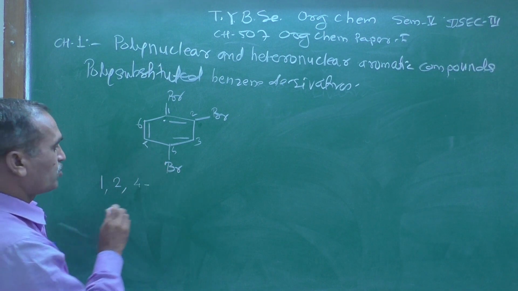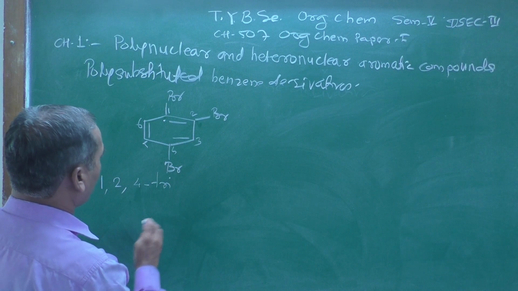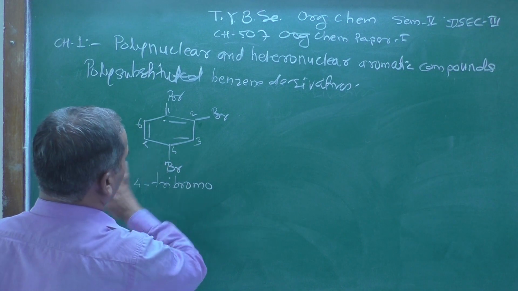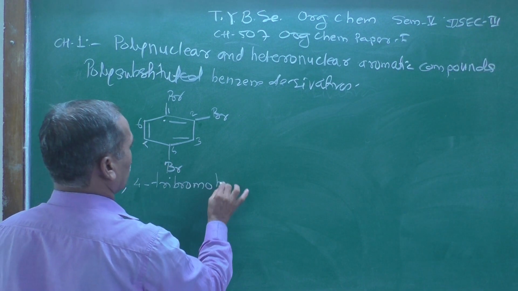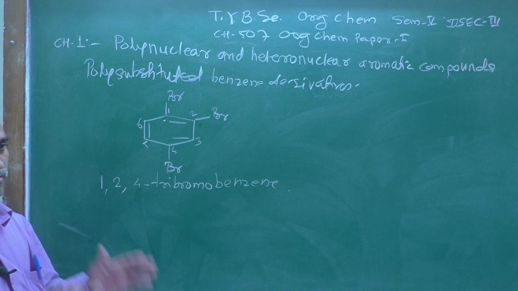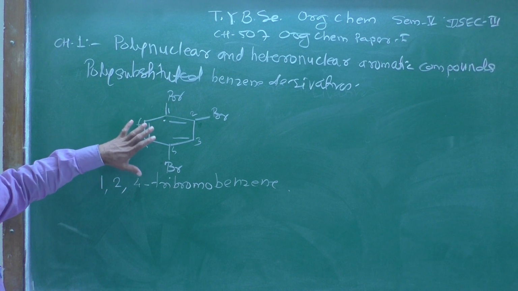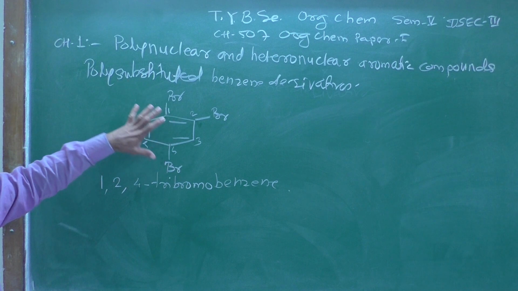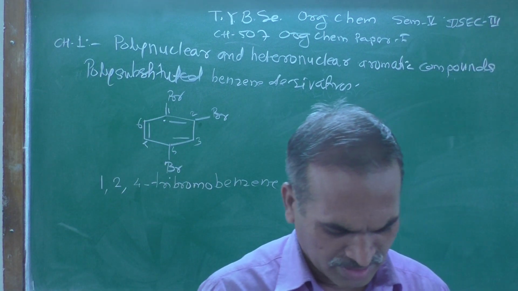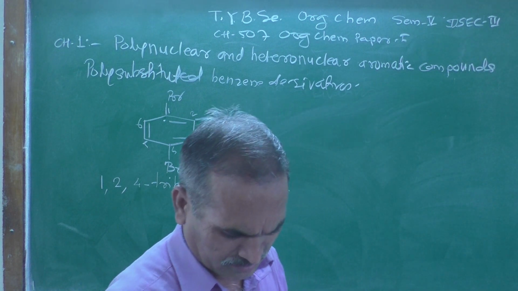How many are there? Total are 3, and therefore you can call it tri-bromo, and this is a benzene moiety, so followed by the word benzene. So this is the correct way of naming. This is the IUPAC name of this polysubstituted benzene derivative. That is the name which we have given over here.